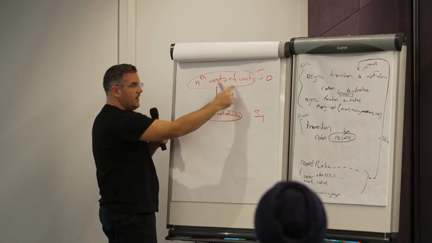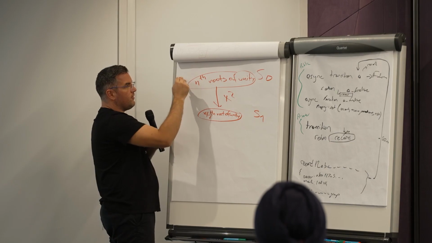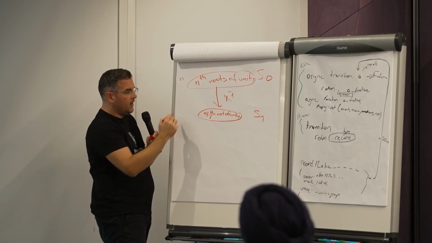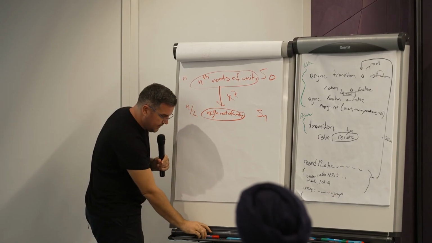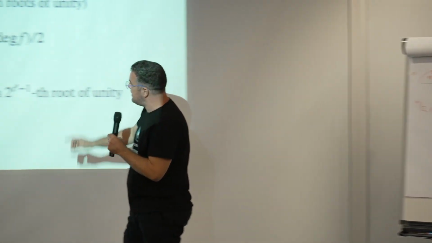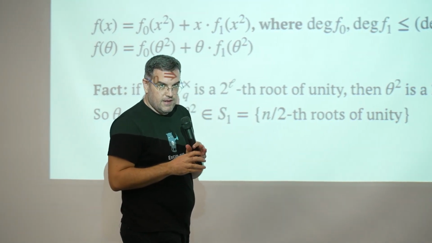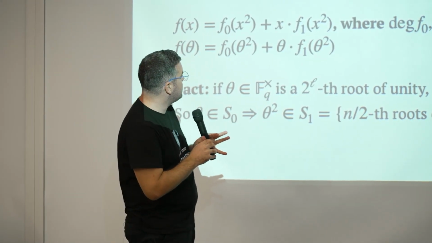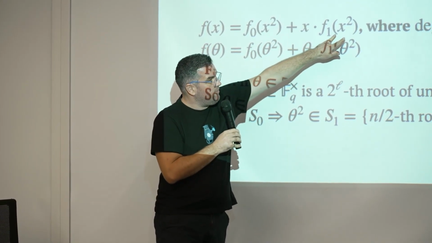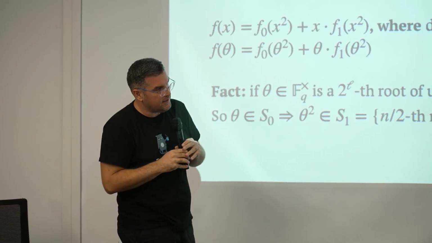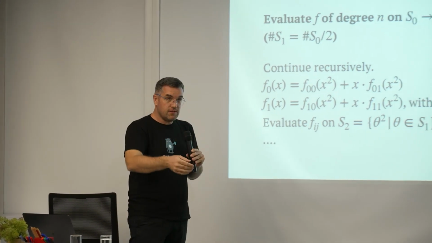And you see the evaluation domain, once you square, is shrinking. Because here you will have a total of n elements, and here you will have only n over 2 elements. So that's the nice thing. Not only does the degree of the polynomial get halved, but you also have the advantage that the number of evaluation points is halved, because those x squared terms fall into the smaller set S1. And you do not stop here, but continue recursively.